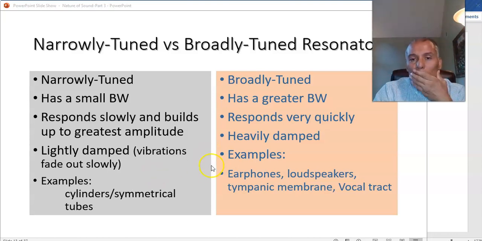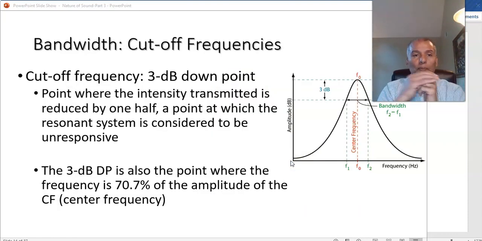We need that to be very, very precise. But examples of broadly tuned include earphones. The eardrum itself is a broadly tuned resonator. The vocal tract is a broadly tuned resonator. So these are examples because they accept more frequencies that they can amplify.